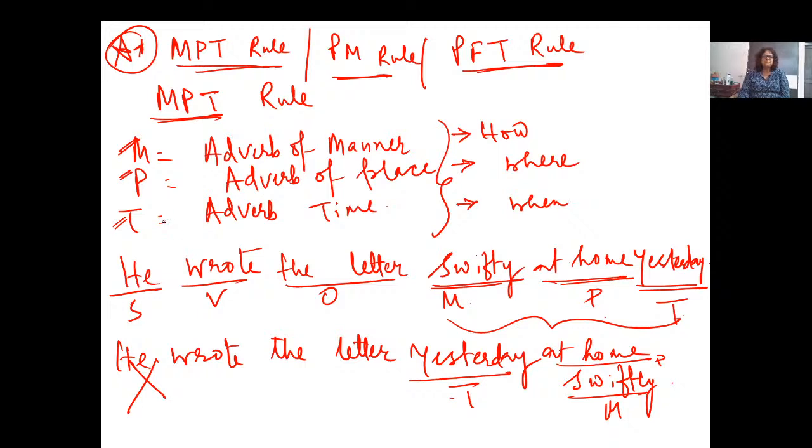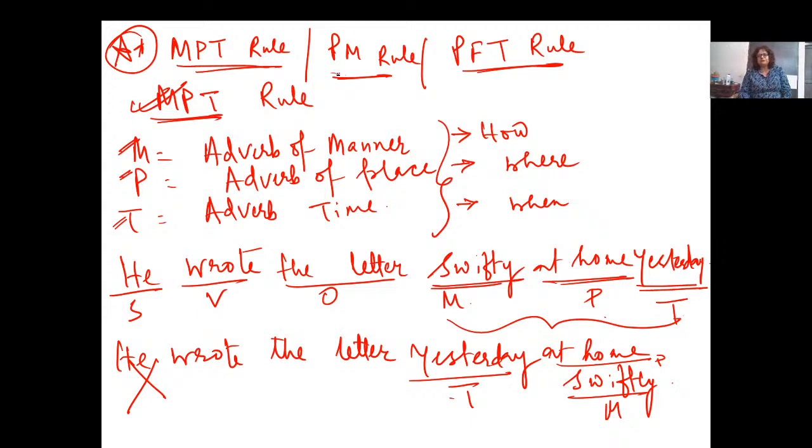We have to take the MPT rule. So, at first, we have to take manner. Then we have to give place. And then we have to give time. This is called the MPT rule. Okay. Is it clear?